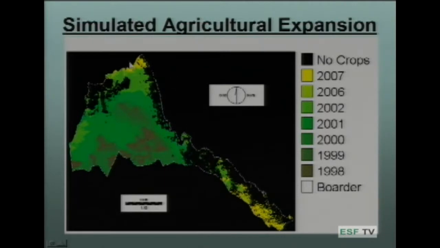But this was a big surprise for me. I ran this model for 100 years in the future, and what I found is that this country ran out of arable land by 2007. Big surprise. Now, what's driving this expansion?